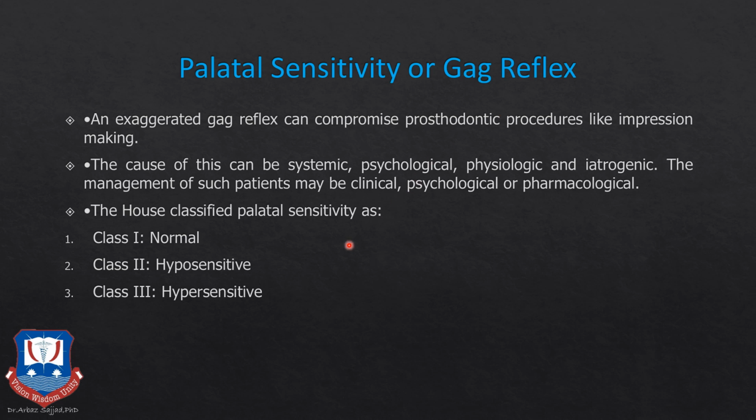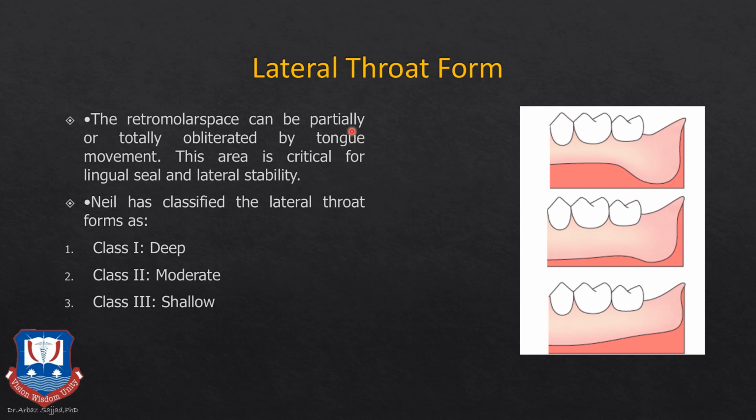Depending on the gag reflex, it is again classified into three types. That is, class 1 is the normal, that is, patient does not have gag reflex. Class 2 is patient is hypersensitive, that is, even after palpating or touching the soft palate and hard palate junction, patient does not feel anything. And class 3 is hypersensitive, that is, even by taking a mouth mirror or a probe just near the palate makes him gag severely.